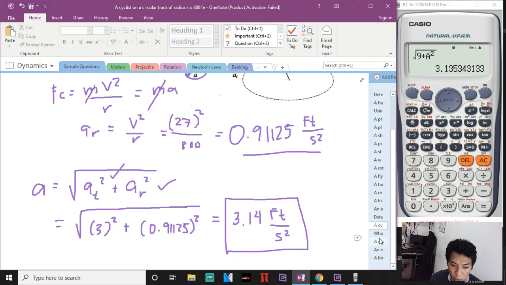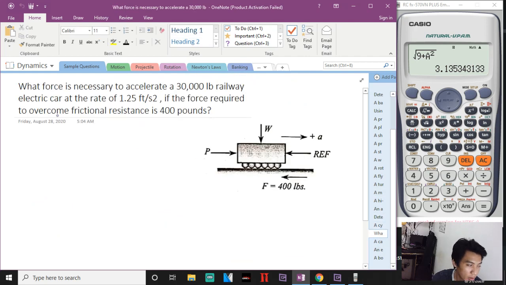Then, last 4 problems. So, what force is necessary to accelerate a 3,000 pound railway electric car at the rate of 1.25 feet per second squared? If the force required to overcome the frictional resistance is 400 pounds. Now, pagdating ng mga ganito, you have to consider the Newton's law of motions.